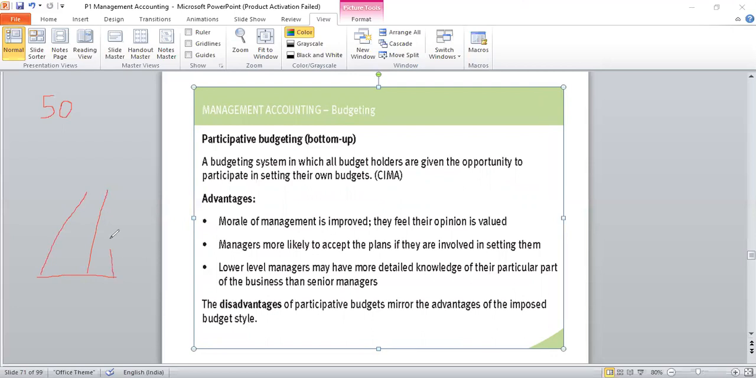So it goes bottom up. And finally, the approval part of it is with the top management. They are the ones who approve that. But yes, they consider the opinion of other levels of management.